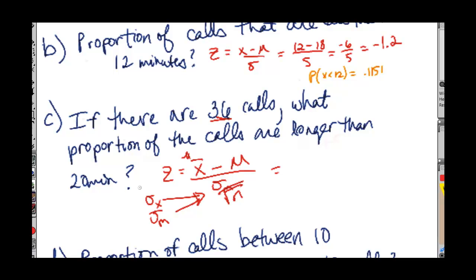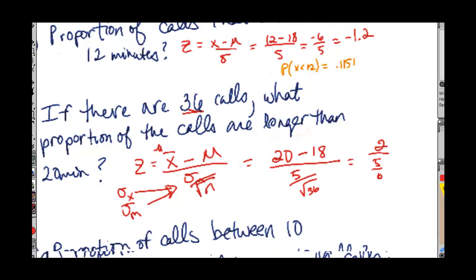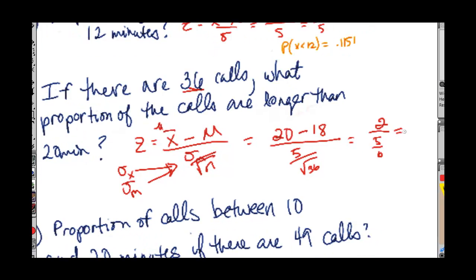So x bar is going to be the 20 minutes, that's the average of the 36 calls, minus the mean, which is still 18 minutes, over the 5, which is the standard deviation, divided by the square root of 36. So we have 5 divided by 6 on the bottom and 2 on the top. We can flip and multiply and get 12 over 5, which is 2 and 2/5, about 2.4.